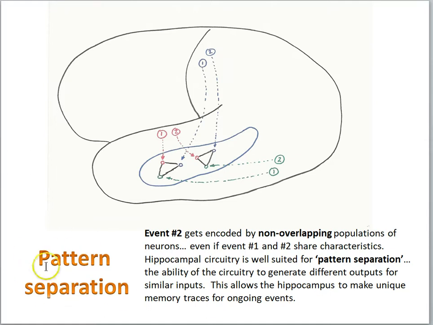And that process is called pattern separation, the ability of the hippocampus to take similar inputs and encode them with distinct populations of cells so we can make distinct memories.